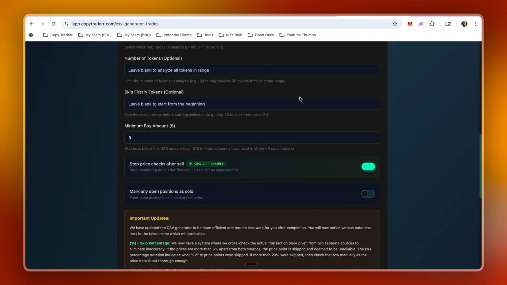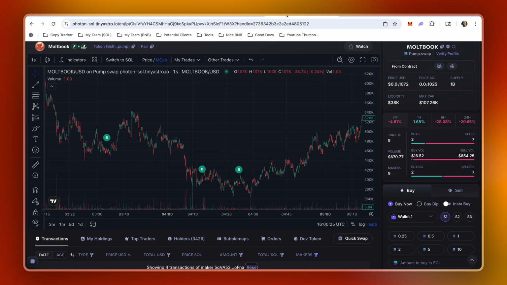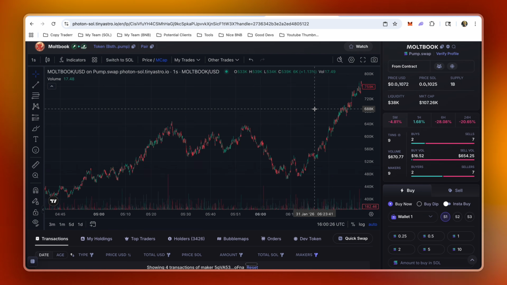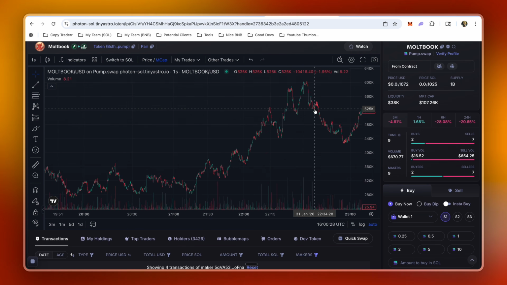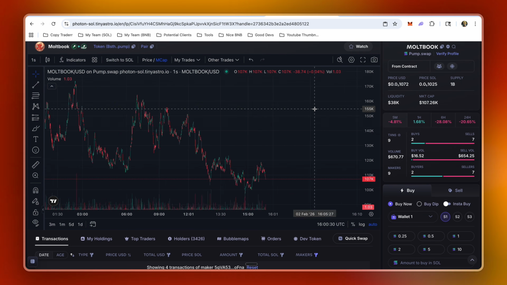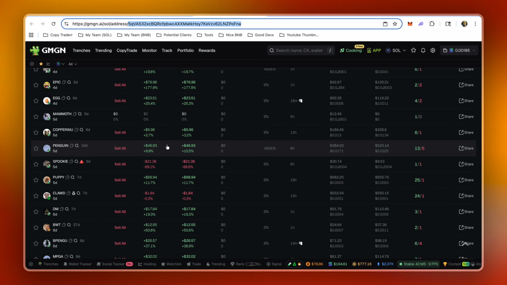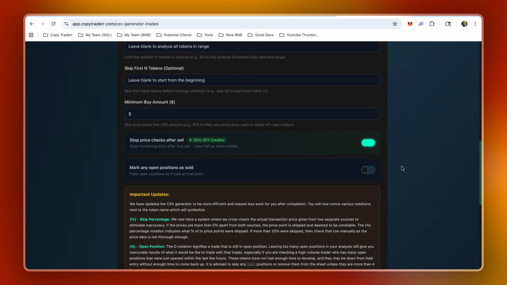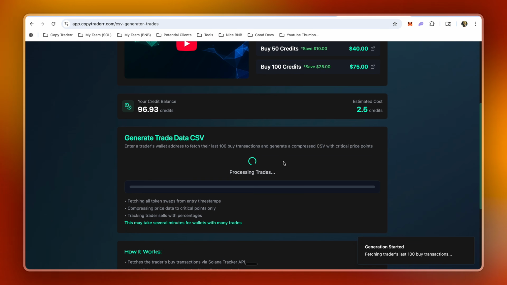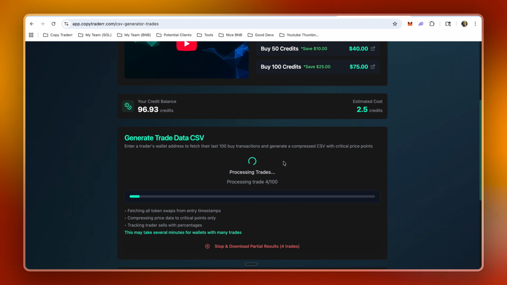I'm going to stop checking the price after they sell, because this trader holds for a very long period of time and these tokens are lasting for days, and it would take hours for the CSV generator to collect all of the price data for the last 100 trades. Then I'm going to generate that CSV. That's going to take around 10 minutes.